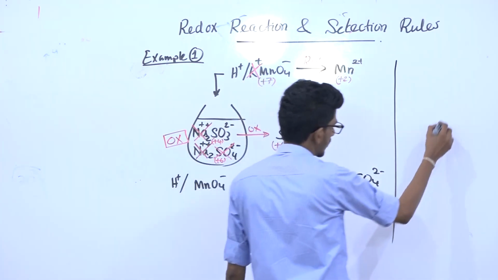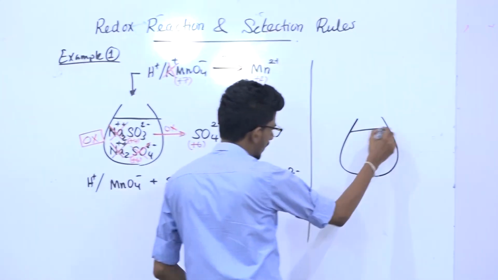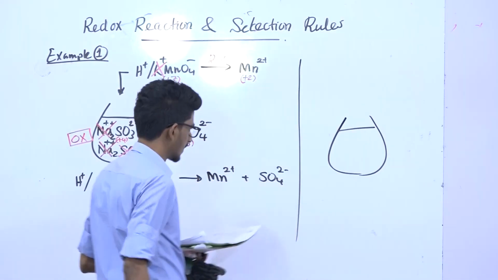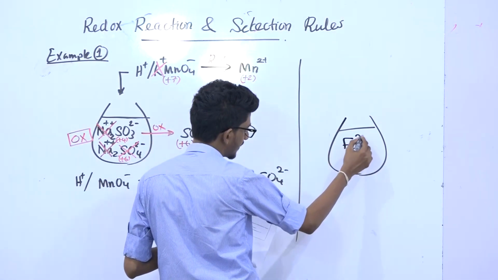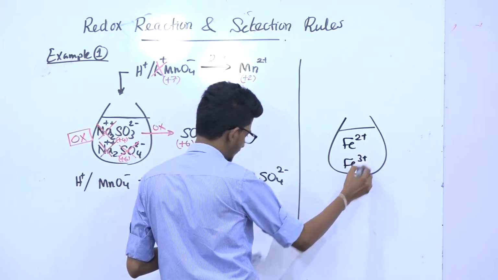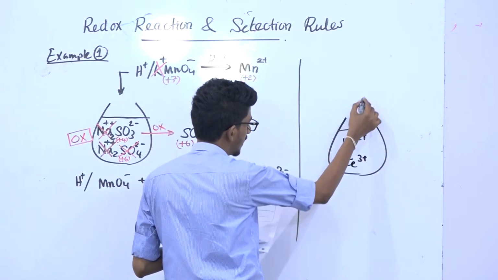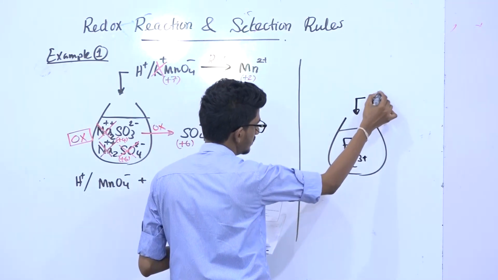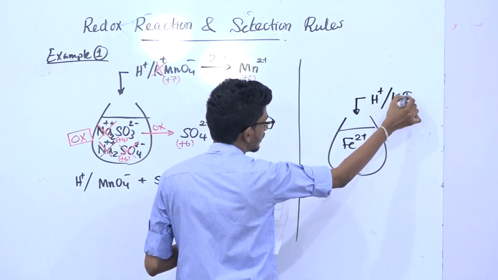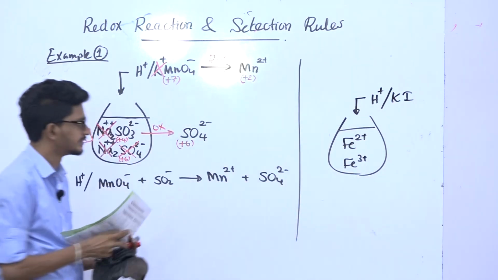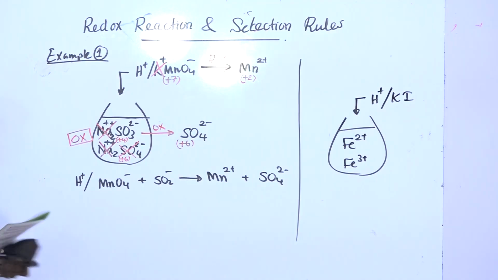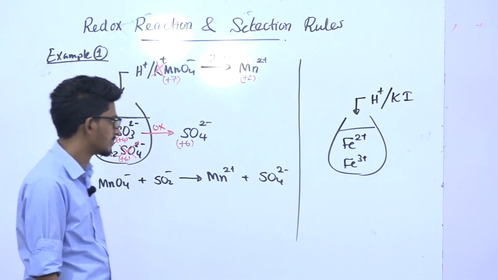Let's look at another example. So you have some Fe2 plus and Fe3 plus in the flask. Right? So you are adding some acidic KI. Acidic medium KI. Let's see how we write the reactions.